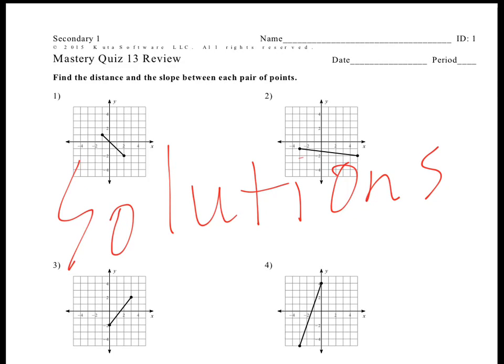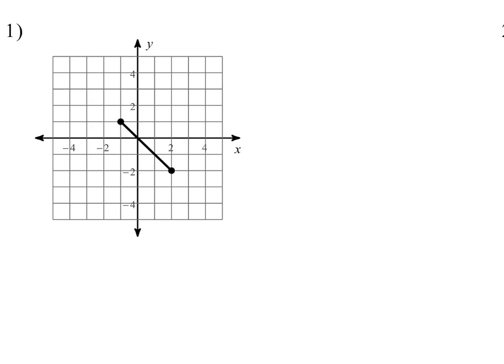Alright, it's time for the solutions for the Mastery Quiz 13 reviews. So this includes a lot of getting distance formula, getting equations of parallel and perpendicular lines, and proving that shapes are what they look like. And so this first section, you're just getting the distance between the two endpoints.